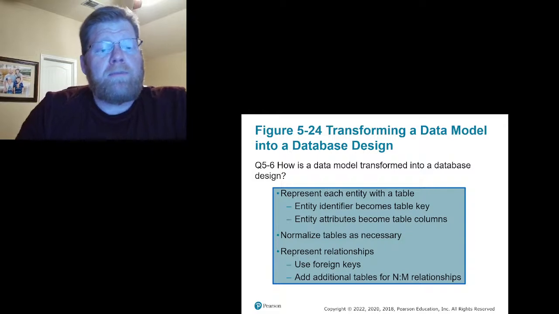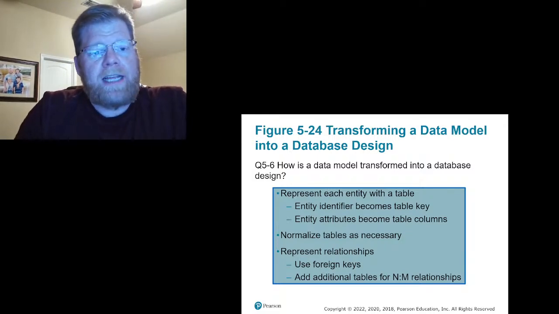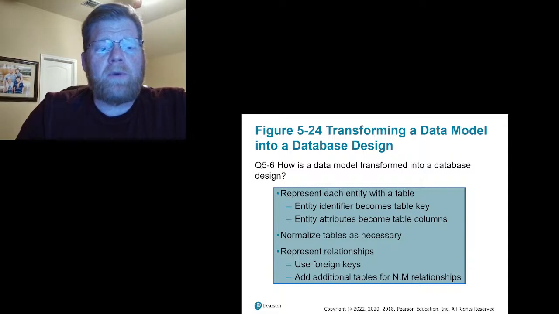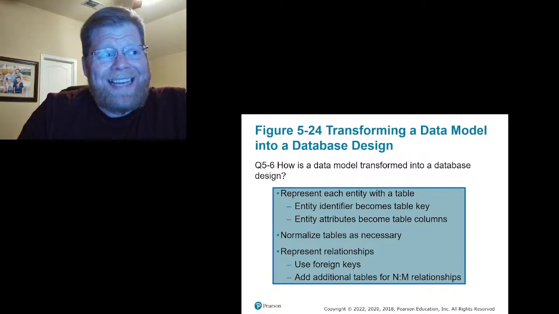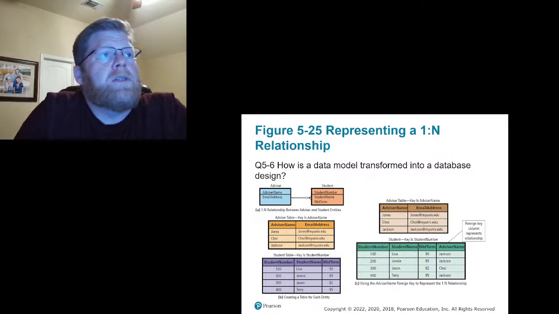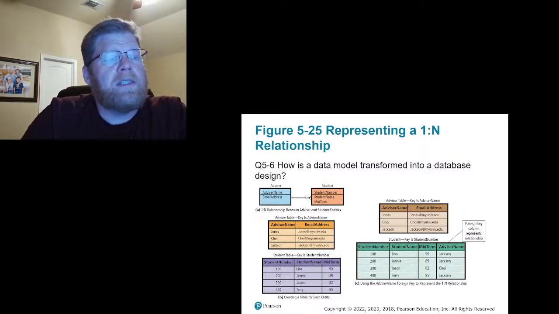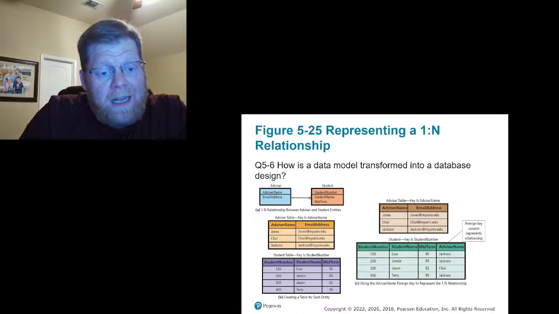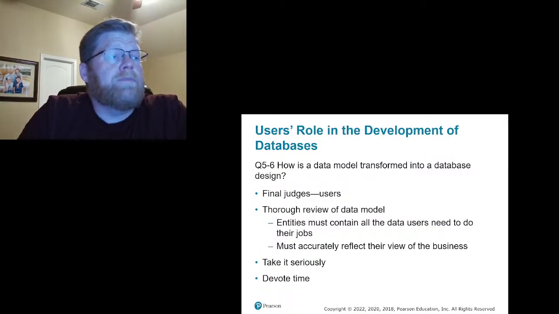So the primary key of one table is represented as a foreign key in another table. If you think back to when we were looking at the student number showing up in all those other tables, that would be represented as a foreign key. And an additional table for a many-to-many relationship. So here is a pictorial representation of all of those things we just talked about. This is a good slide to reference as we go through, okay?